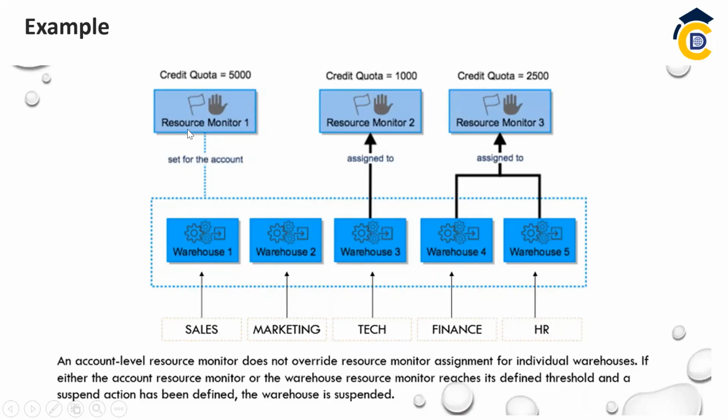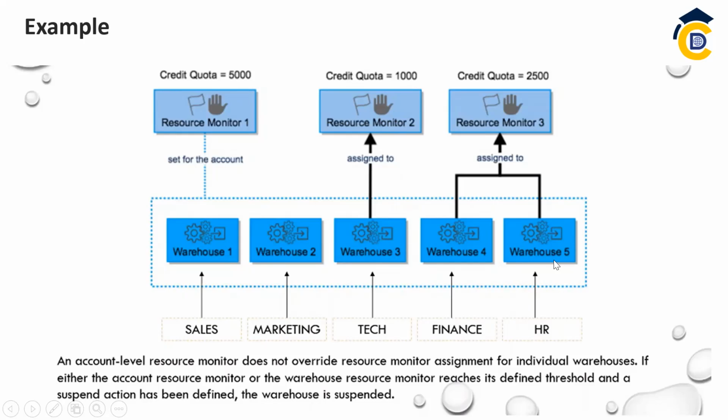And we have given a suspend notify. So it will suspend all these warehouses. Even though the resource monitor 2 limit has said that it is 1000, but it has only consumed 500, still it will suspend it at the account level.